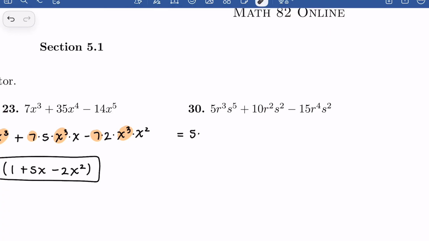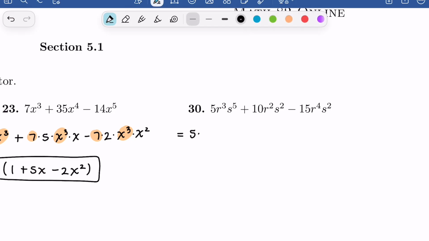Now, looking at each of these terms, notice that each of them has at least two factors of r, and each has at least two factors of s. So what I'm going to do is split up my factors for each of these variables in that way. I'm going to rewrite r cubed as r squared times r, and then s raised to the fifth power is going to be s squared times s cubed. We'll do this for each one.